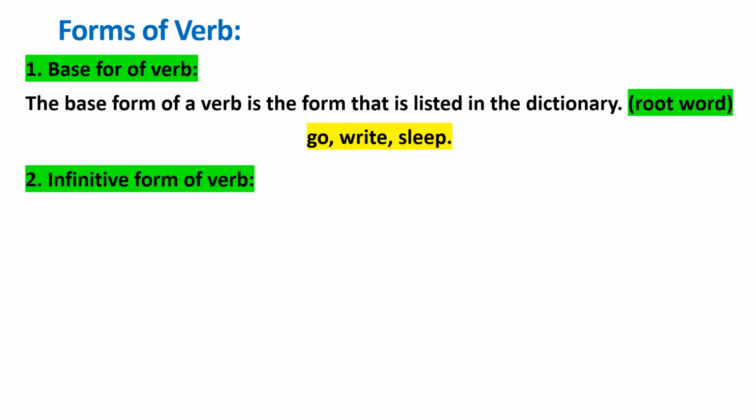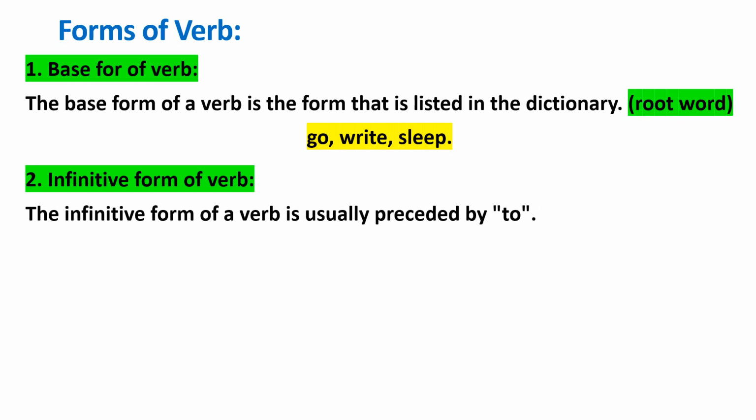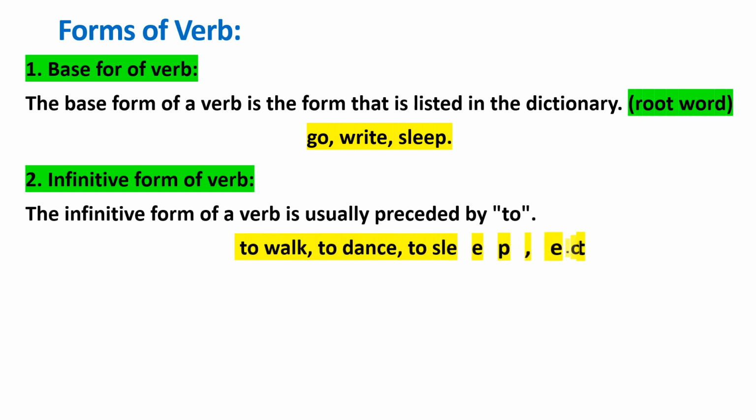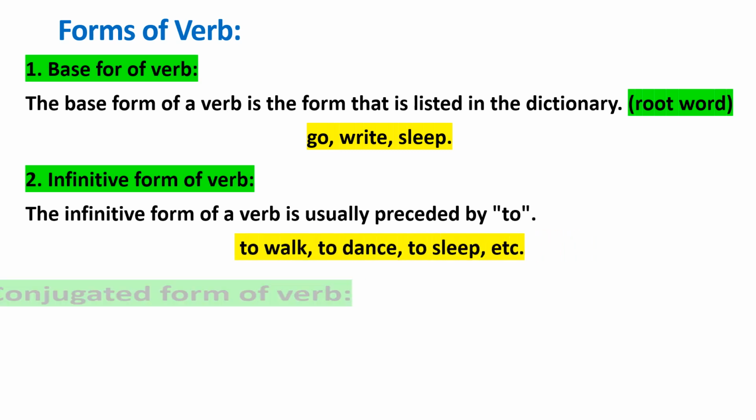2. Infinitive form of verb. The infinitive form of a verb is usually preceded by to. Infinitive forms of verbs are the combination of the word to and the base form of verb. Some examples are to walk, to dance, to sleep, etc.